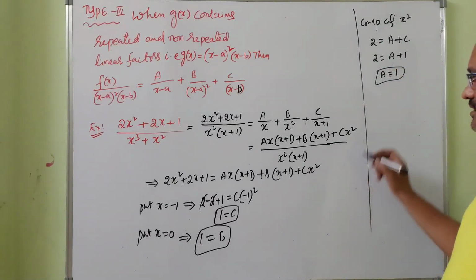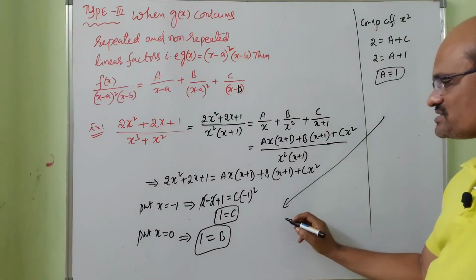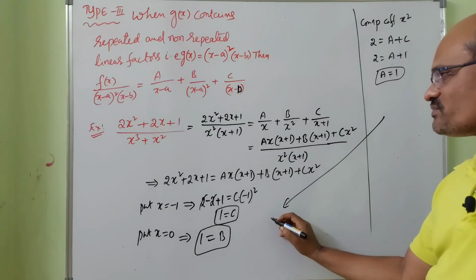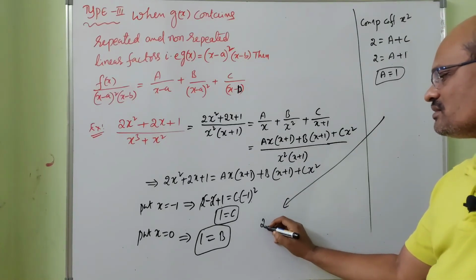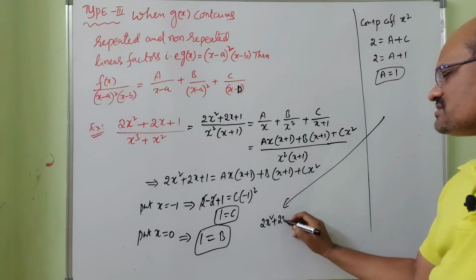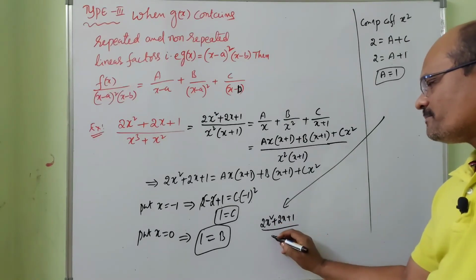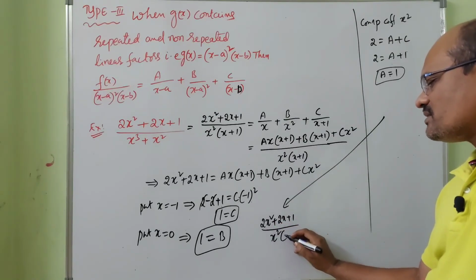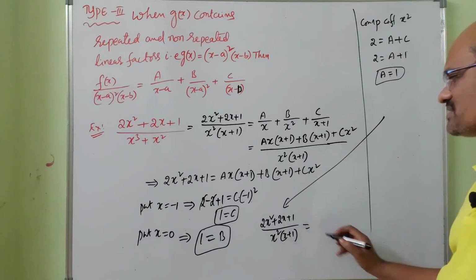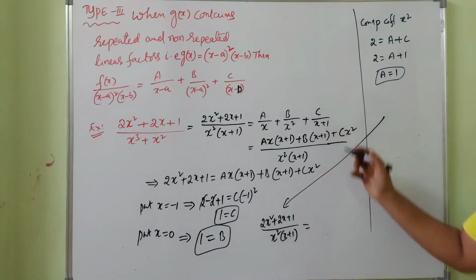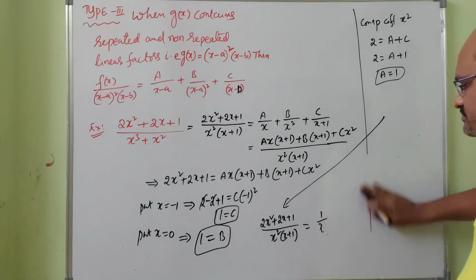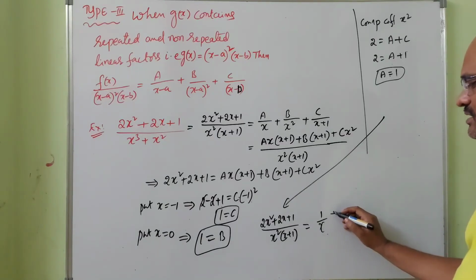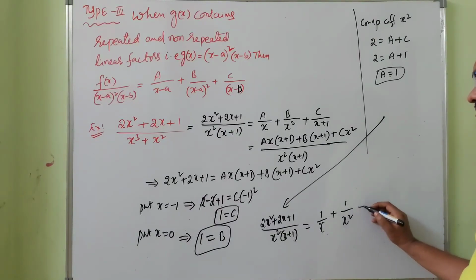I got A, B, C. Now I can comfortably write the partial fractions. What are the partial fractions for the problem (2x square plus 2x plus 1) by x square into (x plus 1)? All are ones. Substituting, we get 1 by x plus 1 by x square plus 1 by x plus 1.